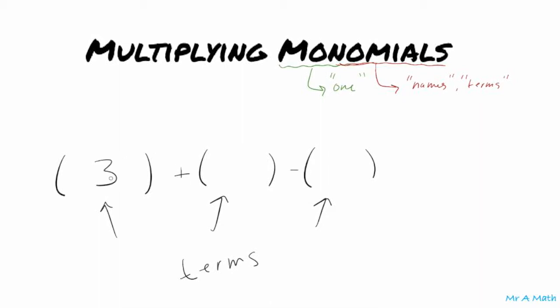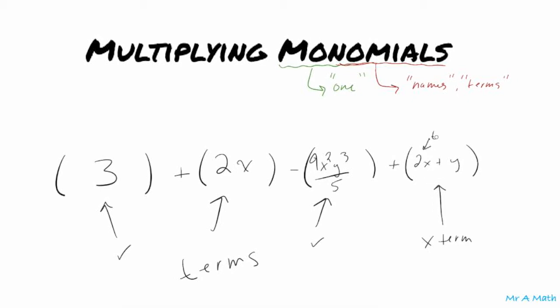So for example, the number 3 could be a term. That's fine. The expression 2 times x could be a term. That's totally fine. The expression 9x squared y to the third divided by 5 could be a term. That would be fine, so long as there aren't additions or subtractions between the variables or the numbers. But if I had a situation like 2x plus y, this would not be a term because this is actually two terms. This would be a term, and then y would be a term, right?